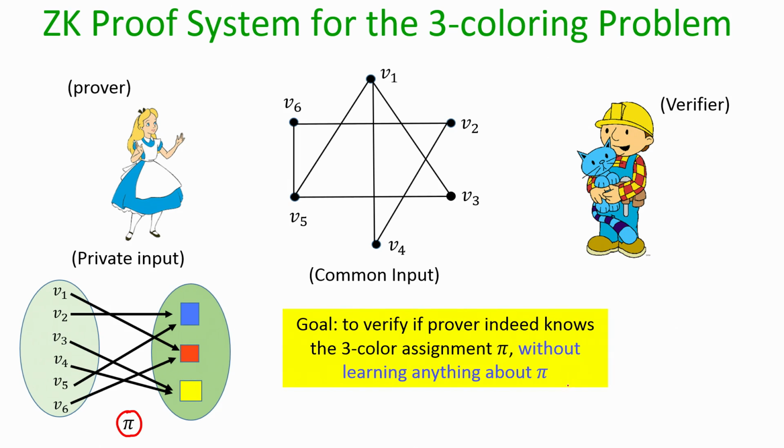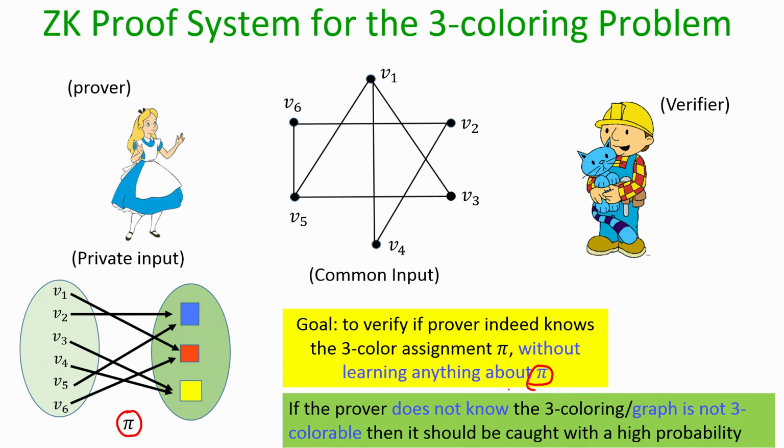So, the goal here is to come up with a zero knowledge proof system which should convince Bob that indeed Alice knows the corresponding mapping pi without revealing anything about the actual mapping pi, and at the same time the zero knowledge proof system should ensure that if the prover does not know the 3 coloring of the given graph, or if the graph is not 3 colorable in the first place, then with very high probability while giving the proof Alice should be caught by Bob. So, recall that this is your soundness property, the second requirement, and the first property, namely Bob should not learn anything about the 3 coloring, is the zero knowledge property.